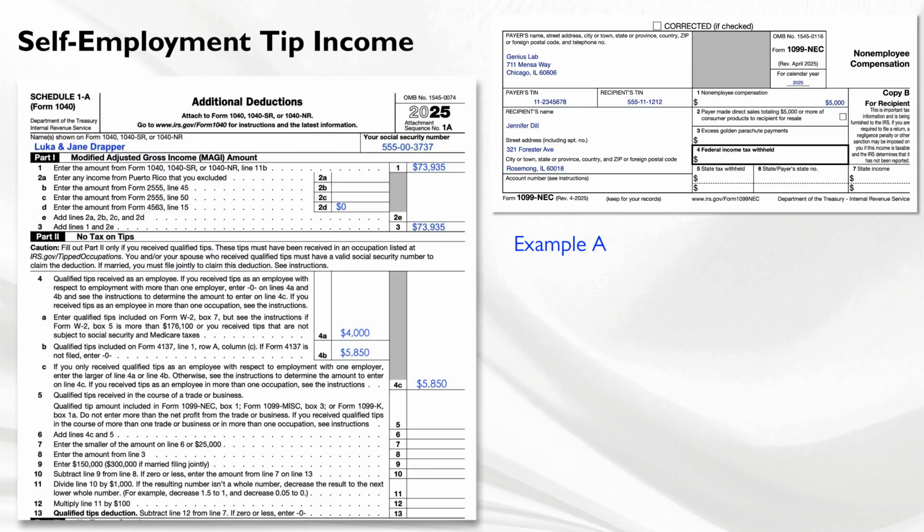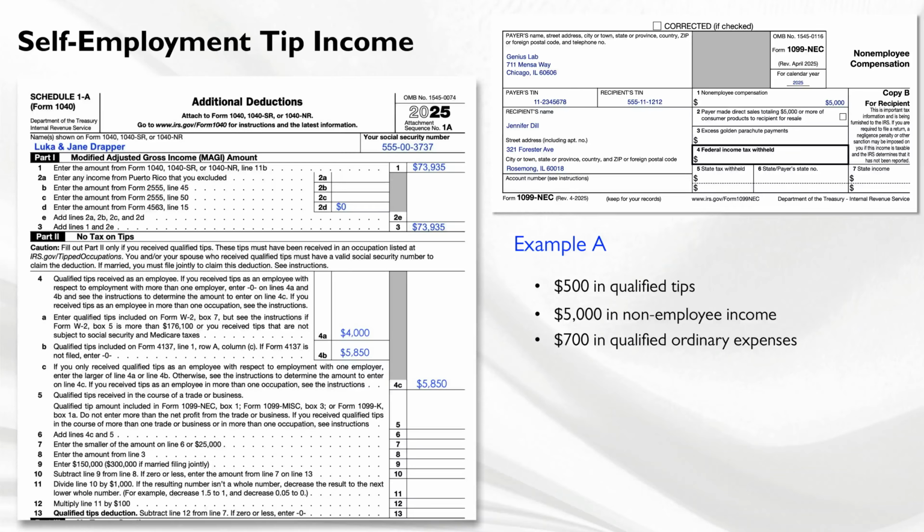For example, let's say you had a tutoring business as a sole proprietor. In 2025, you received $500 in qualified tips, and the tutoring company issued you a 1099-NEC showing $5,000 of non-employee income. Your expenses were $700, so your net income was $4,300. On Schedule 1A, line 5, you can enter the full $500 of tips because your business income of $4,300 is more than that.